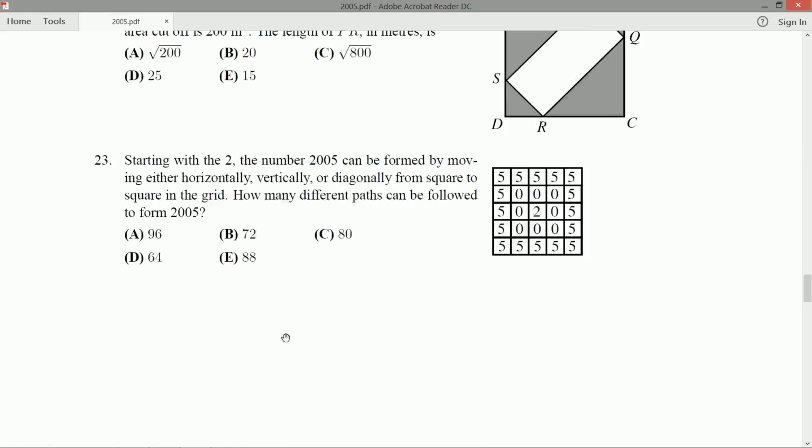in the next videos. So question 23, starting with the 2, the number 2005 can be formed by moving either horizontally, vertically, or diagonally from square to square in the grid. And that's an interesting looking grid. 2 in the center, surrounded by 0s, surrounded by 5s. How many different paths can be followed to form 2005?